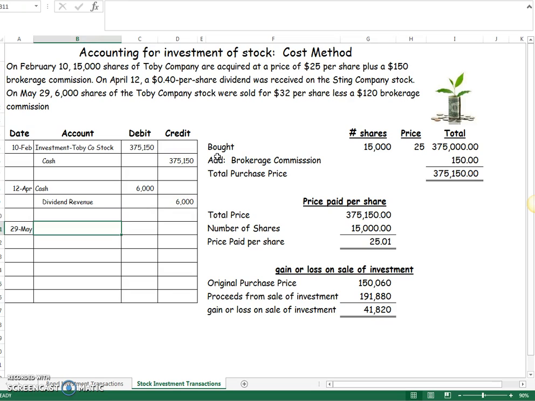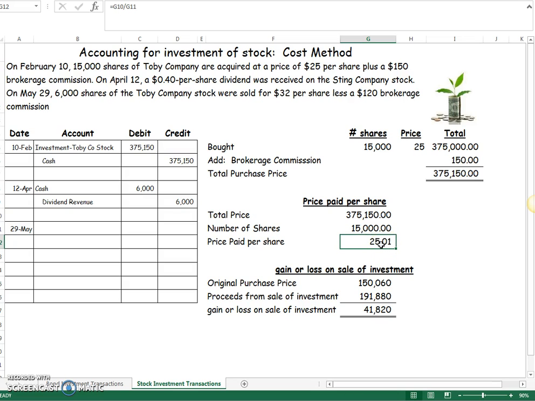On May 29th, I decide to sell some of my shares. I'm going to sell 6,000 of my shares. So I need to figure out how much I originally paid for those so that I can compare how much I'm selling them for so I can decide if I have a gain or a loss. So my original price was $375,150. I divided that by the number of shares that I originally purchased, and I find out that with that brokerage fee included, I paid $25.01 for these shares.